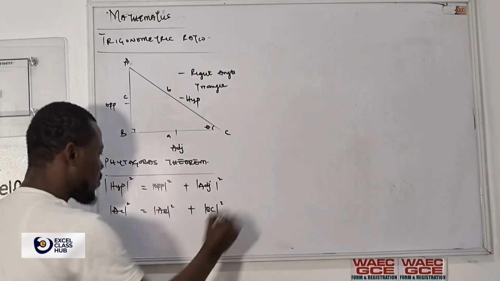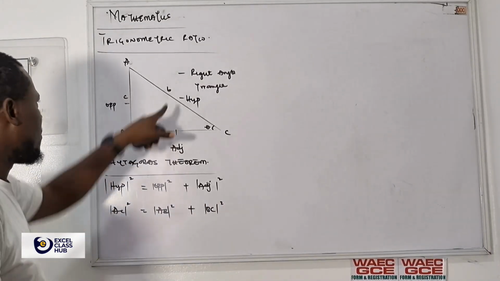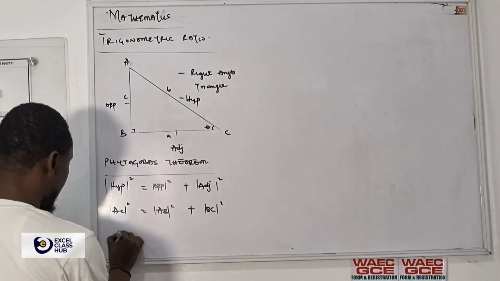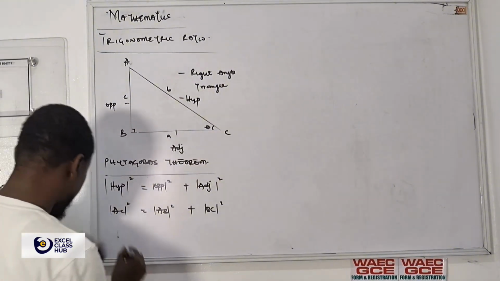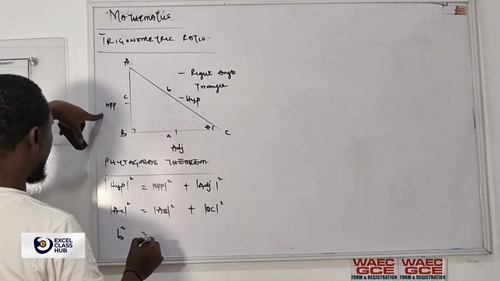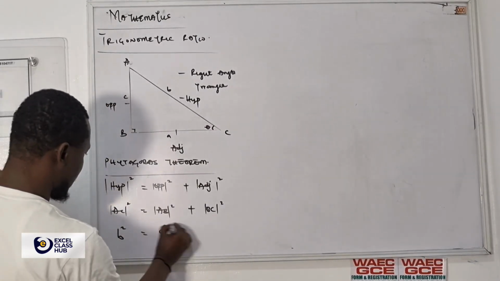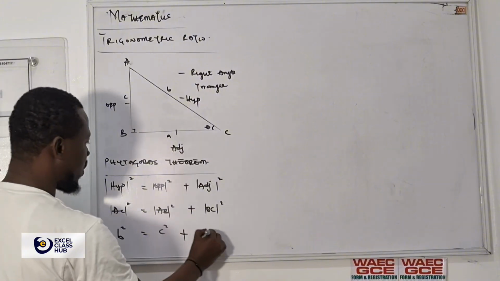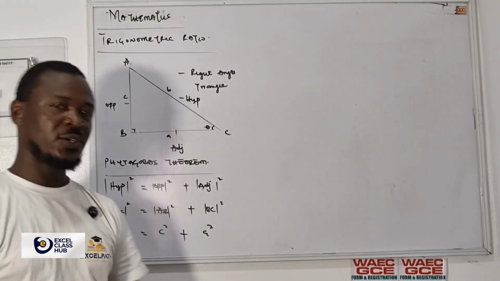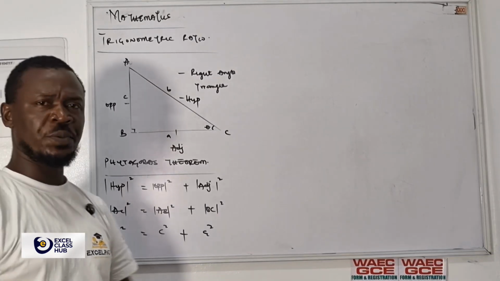If I still want to use small letters, the longest side is still small letter b. I can change it to b square equals c square plus a square, which is the formula for your Pythagoras theorem.